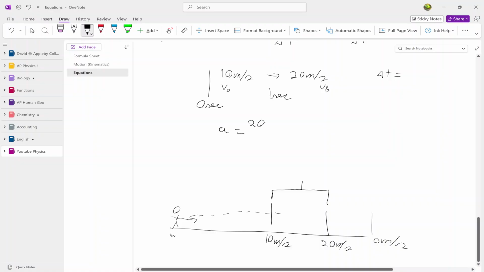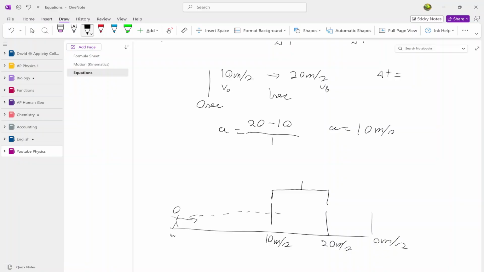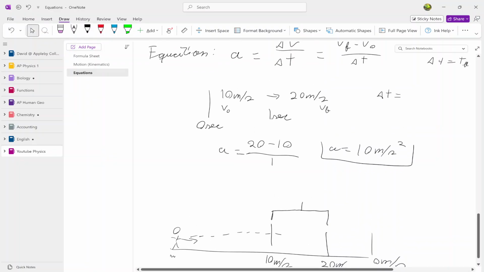So 20 minus 10, and then since it starts at 0, just over 1. So a equals 10. Accelerated at 10 meters per second squared. Remember that? SI units: meters per second squared.